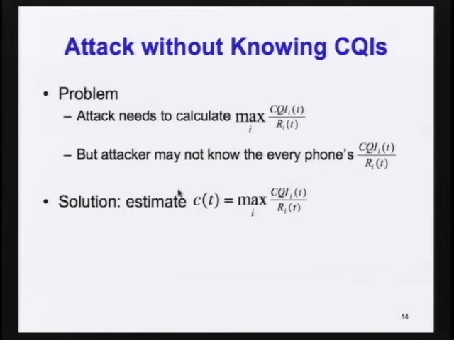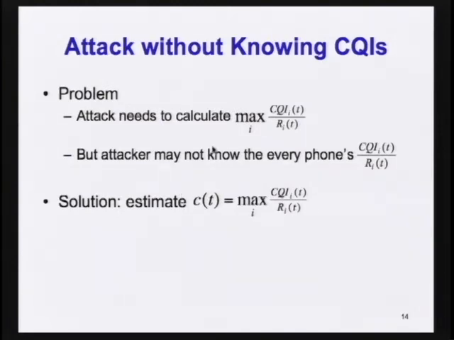Remember I mentioned earlier that we made this simplistic assumption that the attackers knew the precise channel condition indicator of all the other cell phones. But this is not realistic. Most likely, the attackers do not know the channel condition indicators of other cell phones. So in this case, how can the attackers decide what channel condition quality to report?